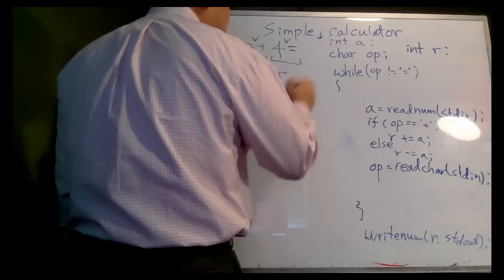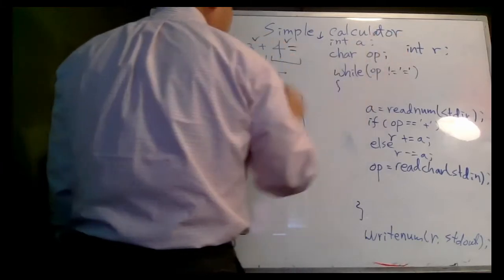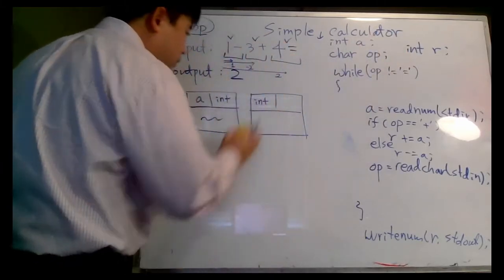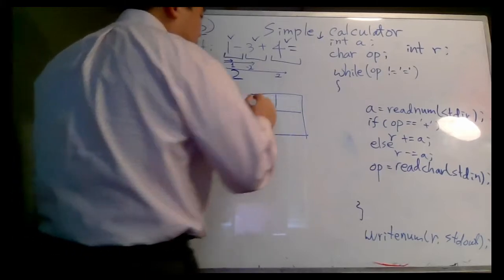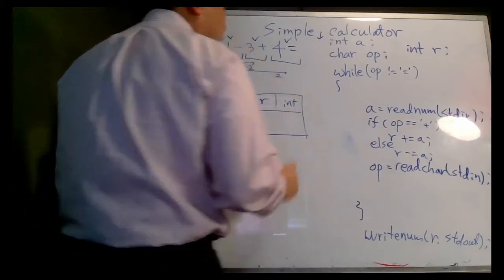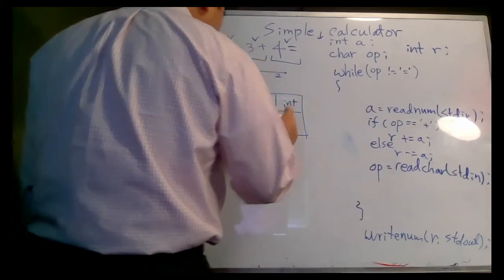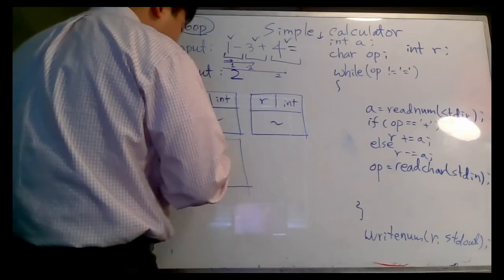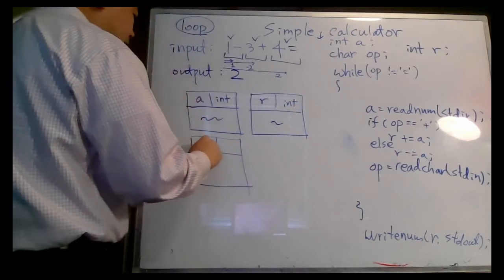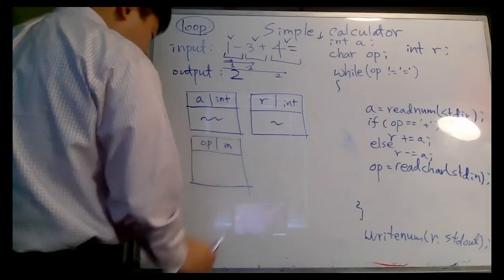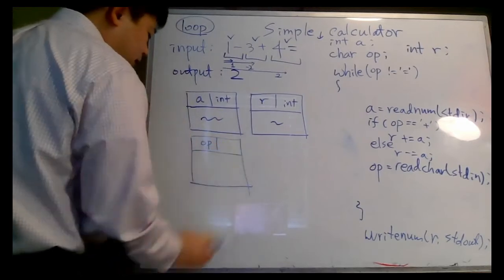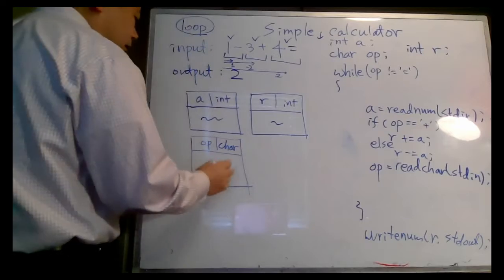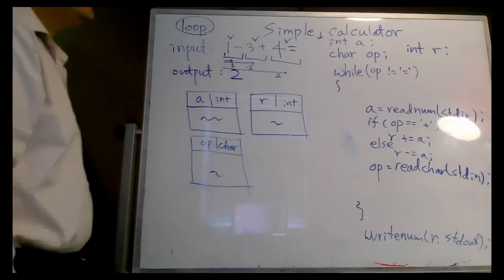And then for this R, variable R with type int is declared and it's garbage. And then there's another variable, not int, it's character type, char type. And then it contains some garbage character.